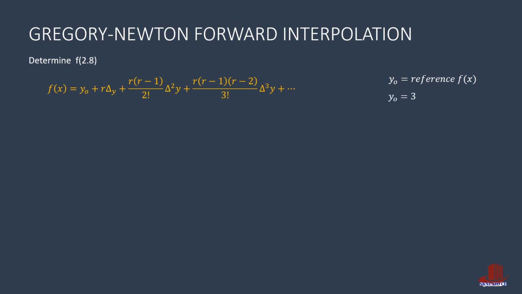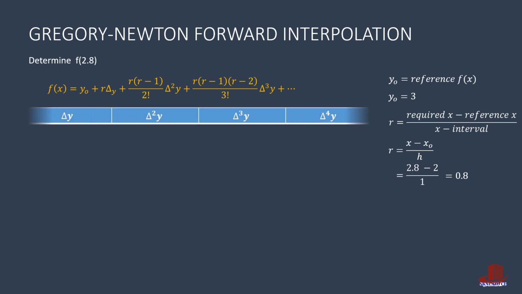The next parameter to compute is r, or some use k, p, or any variable. It is solved as the required x less the reference x all over the x interval. This is denoted as x minus x naught all over h. In the example, we have r as 2.8 minus 2 upon 1, giving 0.8.